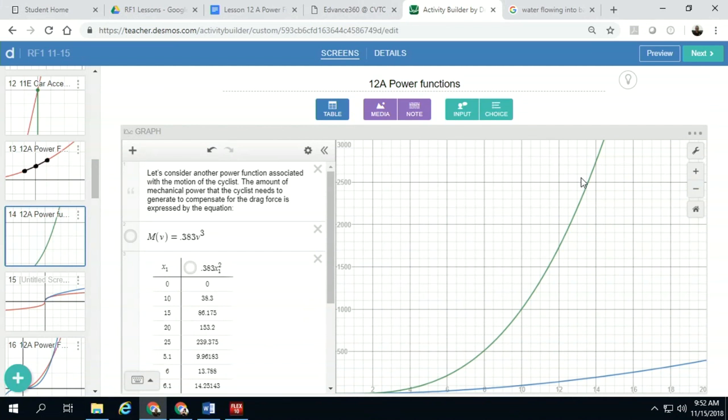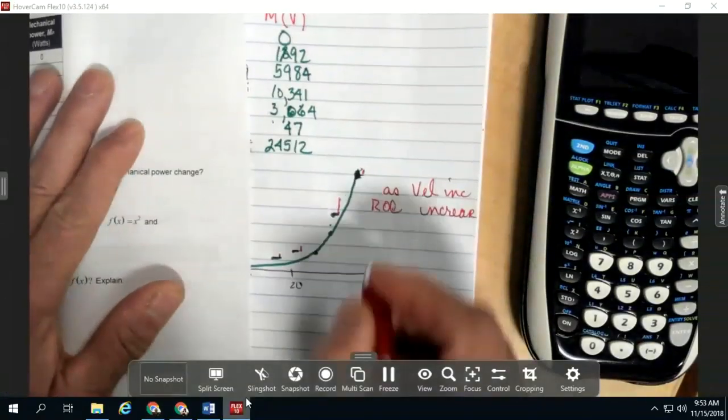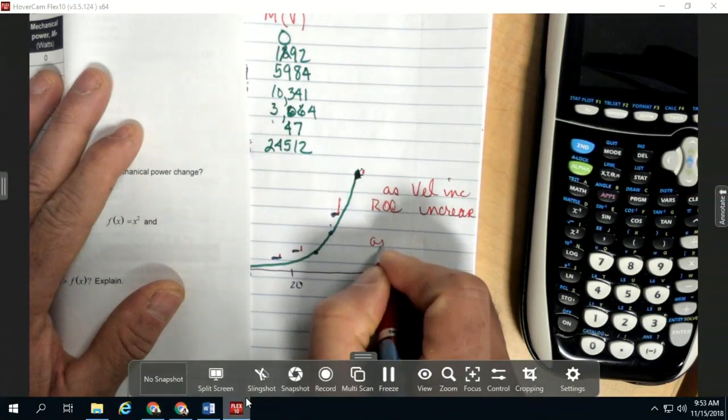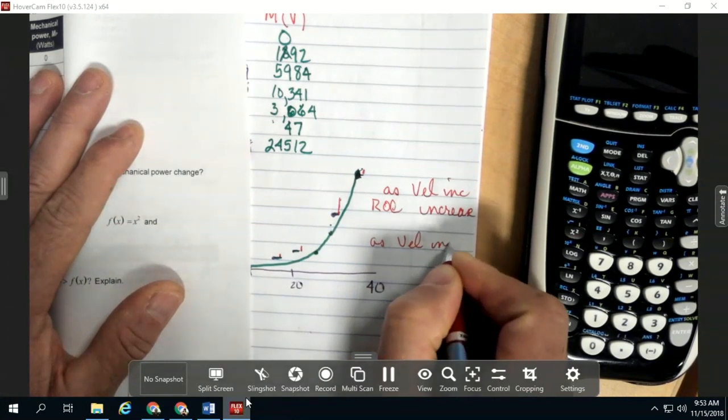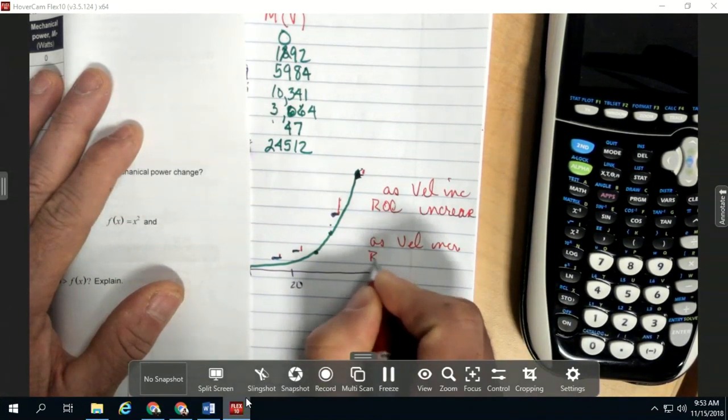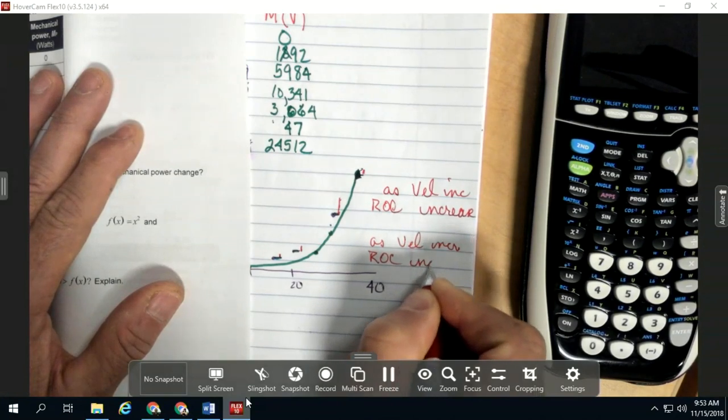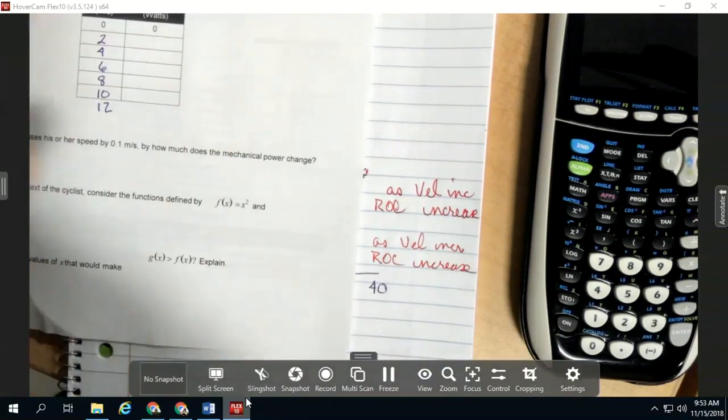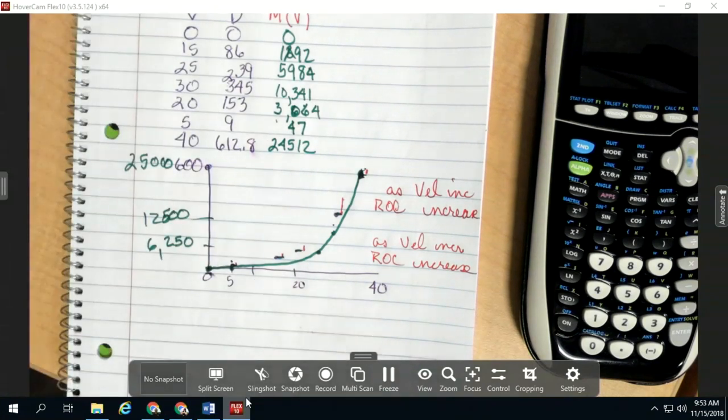The question that they said, for each 0.1 meter per second increase, what's happening? Well, as velocity increases, the rate of change also increases, correct? And it looks like it's increasing much faster than the other one did.